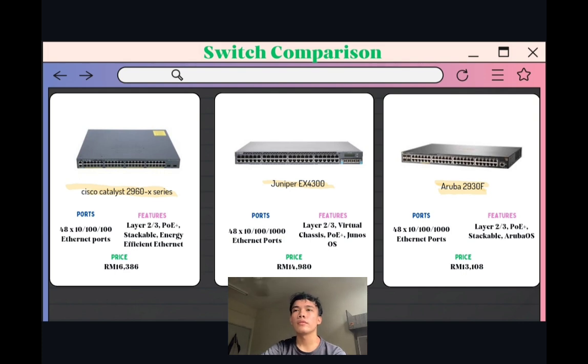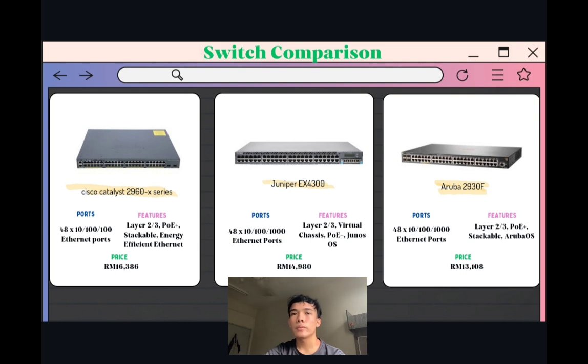So, the first one is switch comparison. There are 3 types of switch we will find to suit our project. The first one is Cisco Catalyst 2960X series. The second one is Juniper EX4300. The third one is Aruba 2930F.